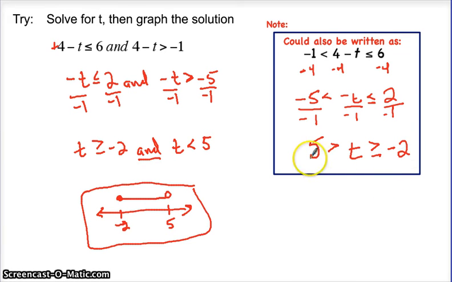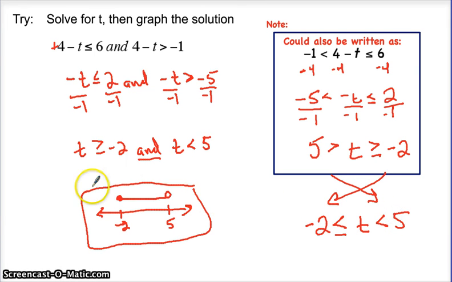And if you want to flip that around, typically we like to go low to high. Well, -2 is definitely less than 5, so if we flip everything around, I'm going to swing this part this way and swing that one over here. -2, notice on the less than side, so it would be less than or equal to t, which is less than 5, which is exactly what our graph looks like, t being in between those two numbers.